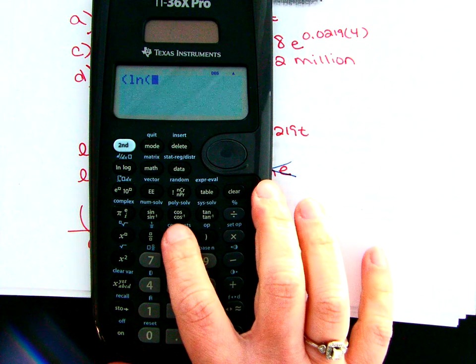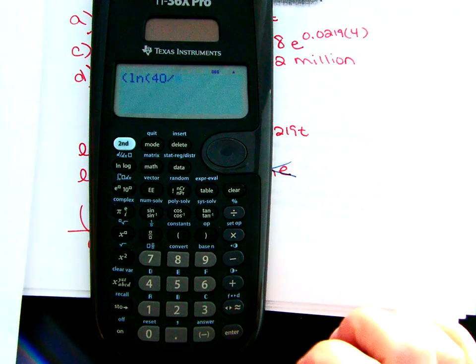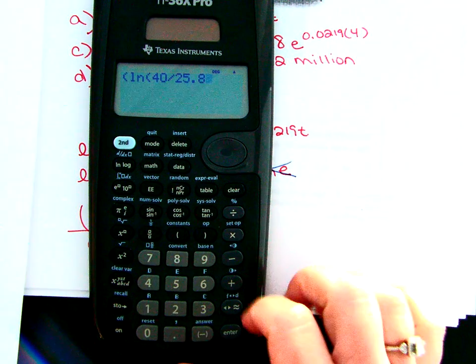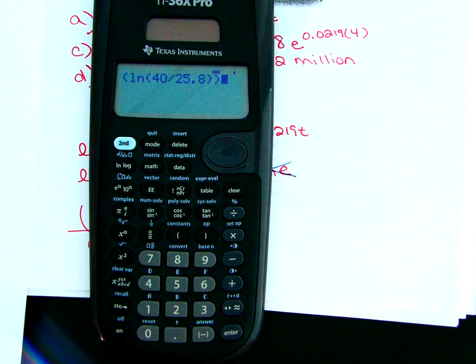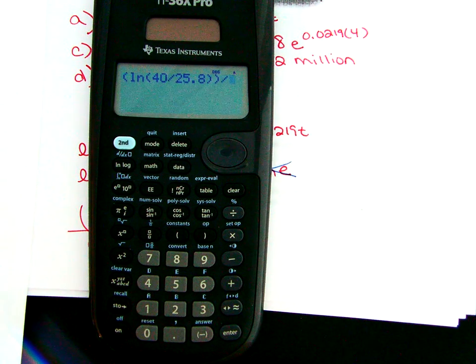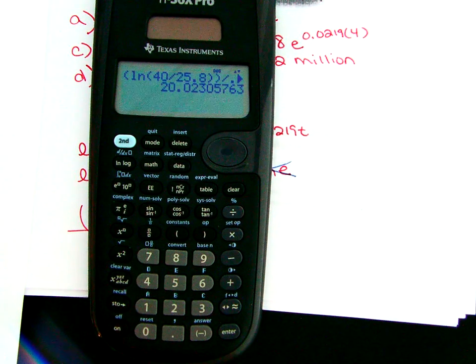Then I would put the 40 divided by 25.8. You have to close the parenthesis that closes the 40 to the 25.8. Then you have to close the parenthesis again because that closes everything that's on top. Divide that by 0.0219. You get 20.02 and so on. Does that make sense? Yeah.